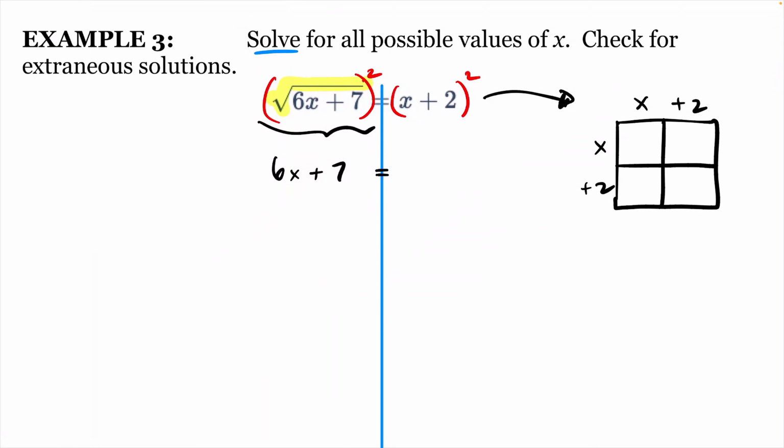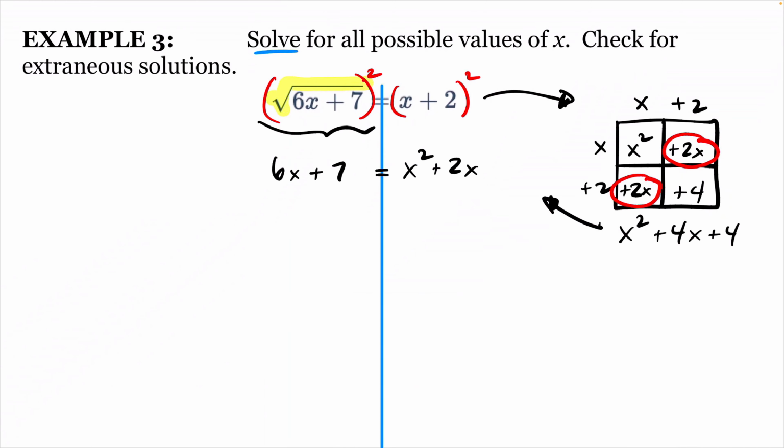So x times x is x squared. 2 times x is 2x. 2 times x is 2x. 2 times 2 is positive 4. Combine like terms. Positive 2x, I can add them together to make 4x. Put it back in. Put it back to where it came from. Oops, not 2x. 4x plus 4.